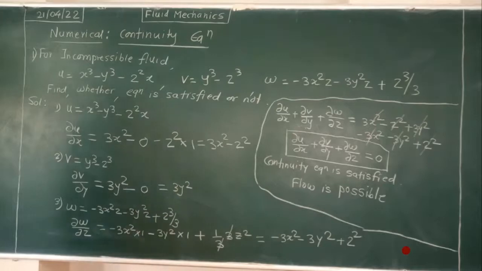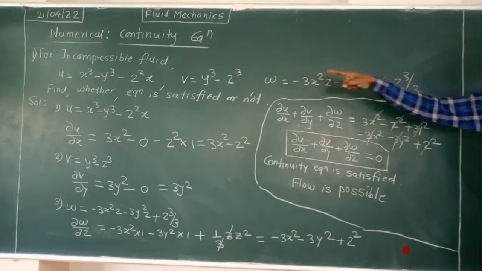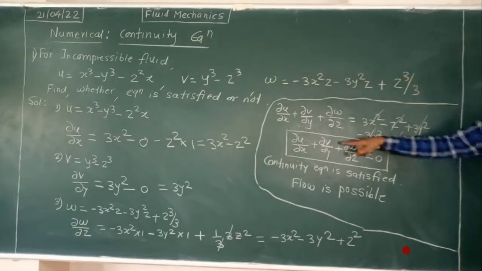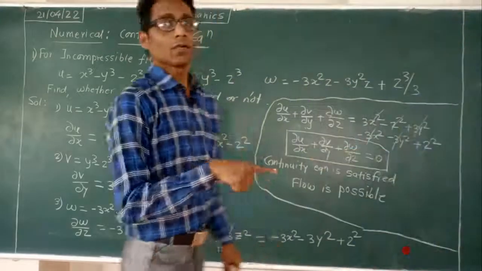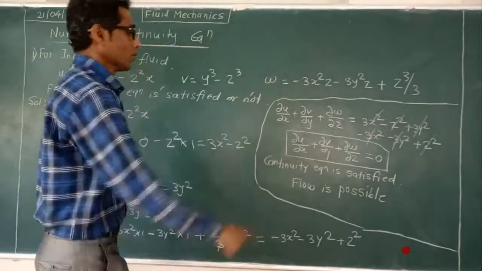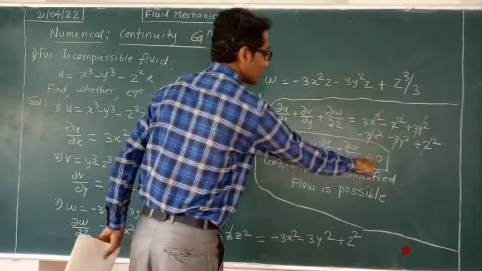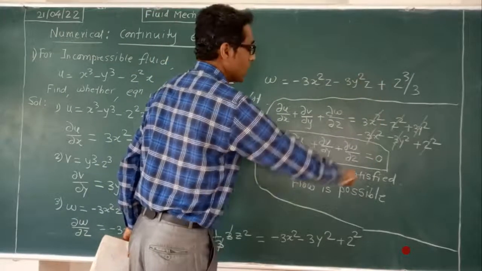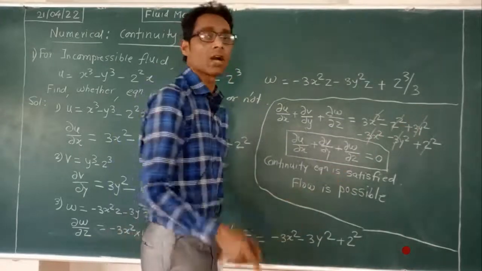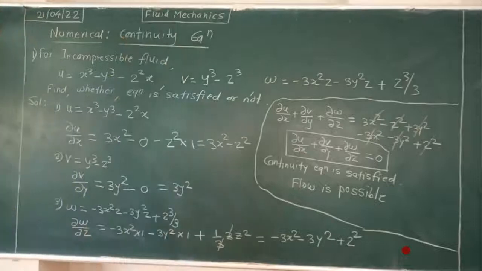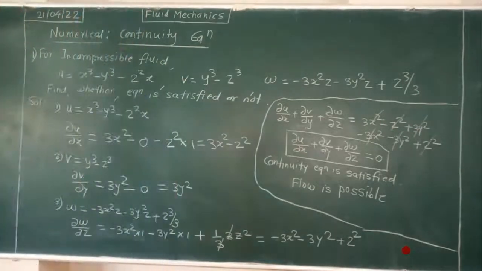Okay, so in this way we can solve the numerical for the given velocity components, and as per the right hand side what we get, as per that we mention the statement. When the answer comes 0, continuity equation is satisfied. When the answer is not equal to 0, continuity equation is not satisfied, and in that case we have to write flow is not possible. Okay, so this is the first category of this numerical.